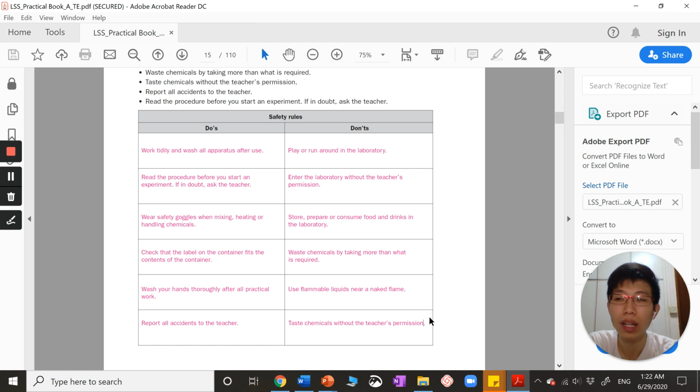Some of you ask me, is it safe to drink the pure water from the distillation process? Theoretically, it is safe because it's a pure liquid, but in the lab, there might be some other chemicals floating around or suspended around. So we always advise people not to do any drinking or eating in the lab because it's very dangerous.